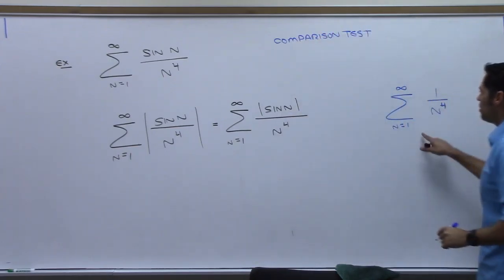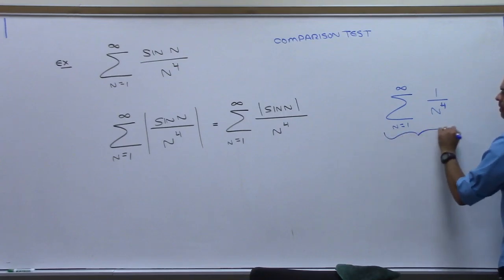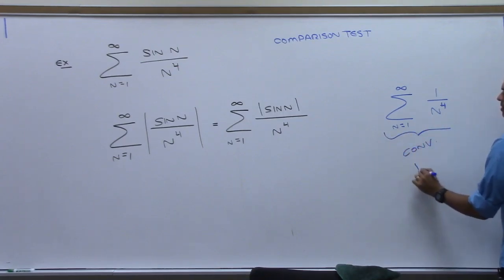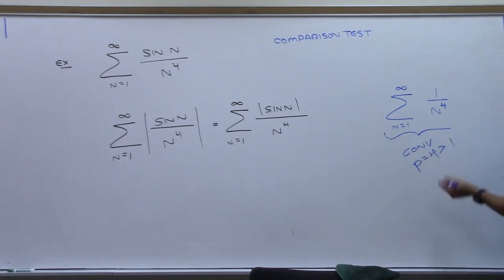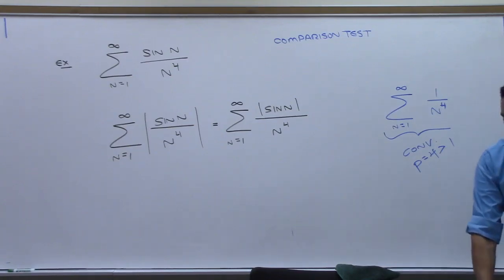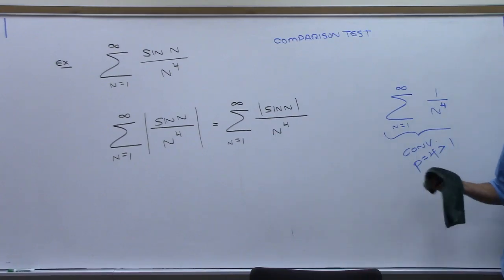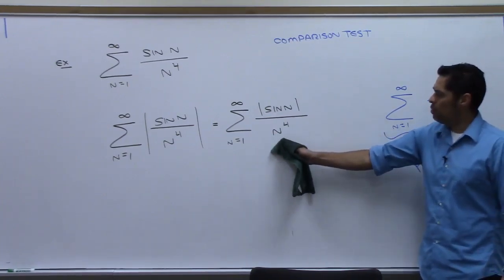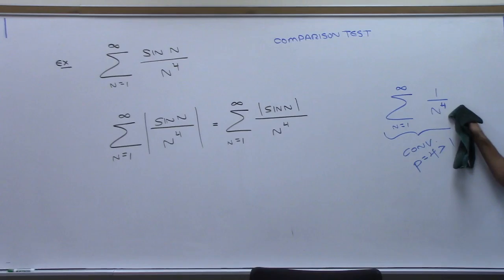Well, what do we know about this one over here? This one converges because it's a p-series. P is 4, greater than 1, it converges, all right? So what is the inequality that I must be able to show you? That a sub n, that this one is always less than this one, right? If I can show you that, I'm done.